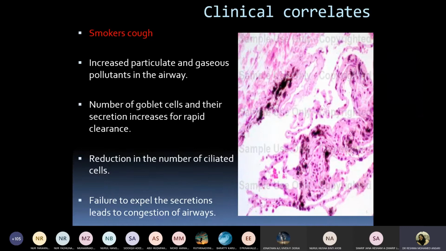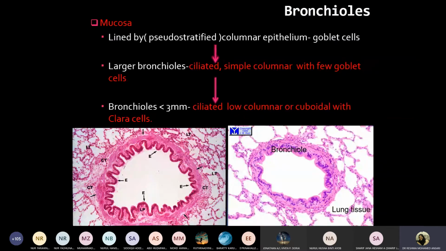Initially, the cilia can be replaced. Once he stops smoking, you will replenish, because a basal cell will automatically produce new cells. But in a chronic smoker, it is very difficult. He ends up having either COPD or a change in the epithelium and a tumor.